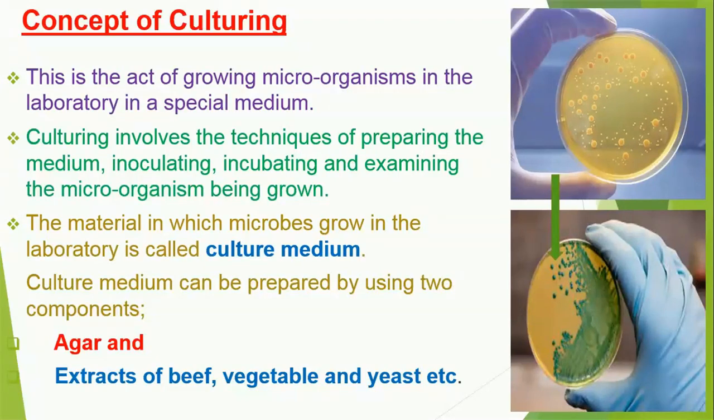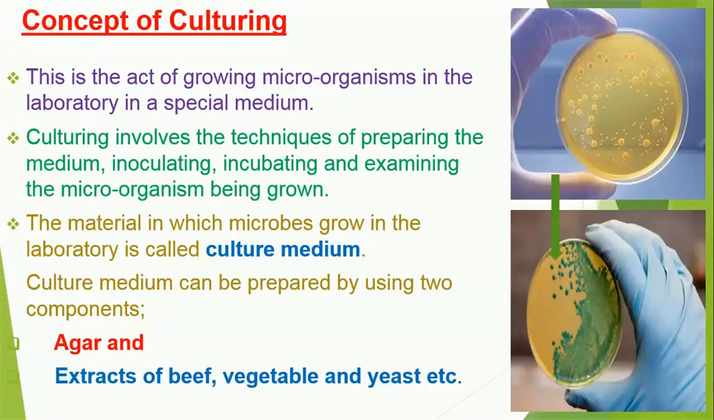So culturing actually involves the techniques of preparing the medium. That is the first stage. After preparing the medium, the microorganism must be inoculated. That means inoculating, transferring the microorganisms into the medium. Then the third one is incubating, ensuring that the right temperature and the right environmental conditions are available for the microorganism to grow.